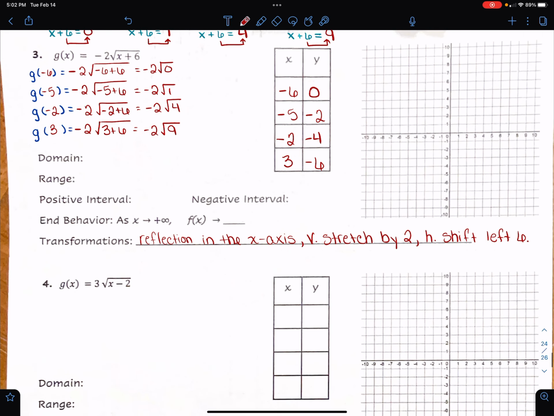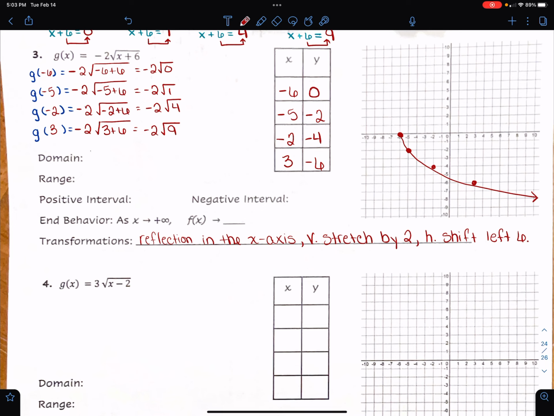Okay. All right, so when I graph this, it should be below the x-axis. It should be taller, or I should say, let's look at that one in a minute. But then the horizontal shift, it should move left 6. So negative 6, 0. So there's negative 6, 0. Negative 5, negative 2. Negative 2, negative 4. And 3, negative 6. Okay, so this one does look like it's stretched out, and it's also flipped over the x-axis. And if I could draw through the dots, it would have went through that dot. And it is reflected over the x-axis.